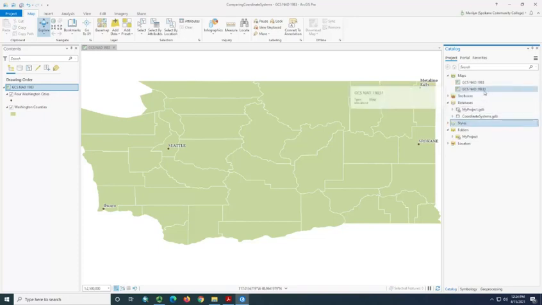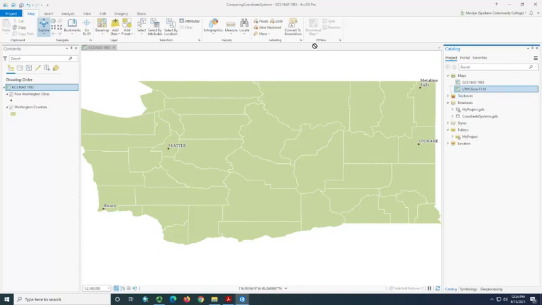And hopefully the rename works. Sometimes I found that it takes me, I don't know if it's because I need to press enter a certain way right after I rename something. UTM Zone 11 North. Enter. There we go. Okay. And it's here.